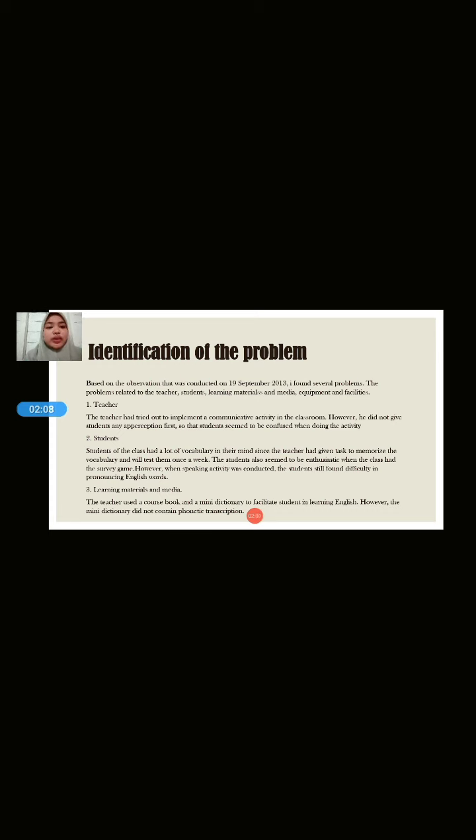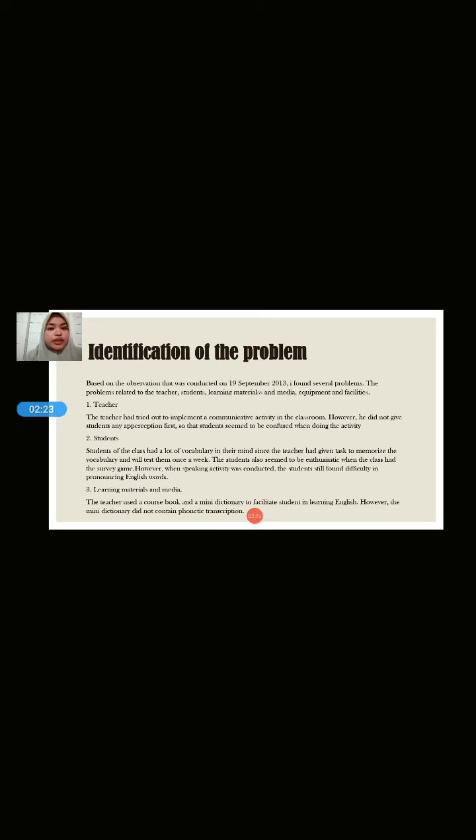The teacher had tried to implement a communicative activity in the classroom. However, he did not give students any perception first, so the students seemed to be confused when doing the activity.